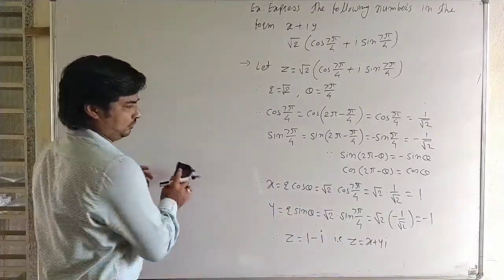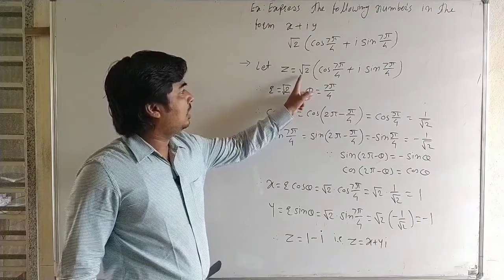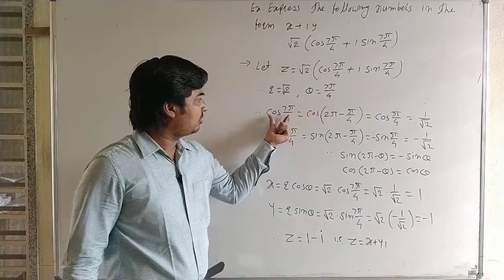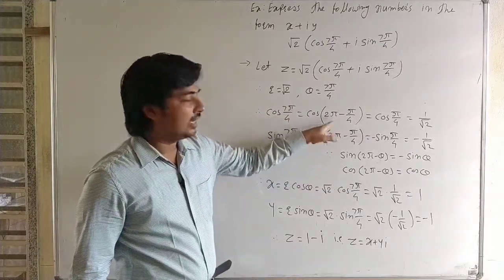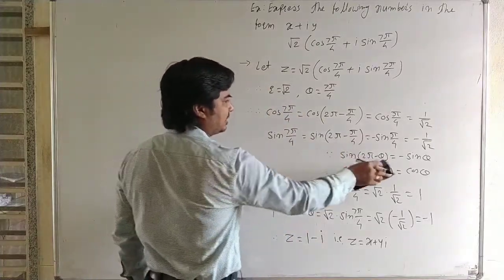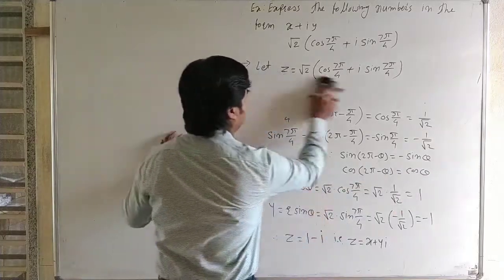Now we see next. Here it is r and theta. We find the values of cos 7 pi by 4 and sin 7 pi by 4 using the allied angle formula: sin of 2 pi minus theta is equal to minus sin theta, and cos of 2 pi minus theta is equal to cos theta.